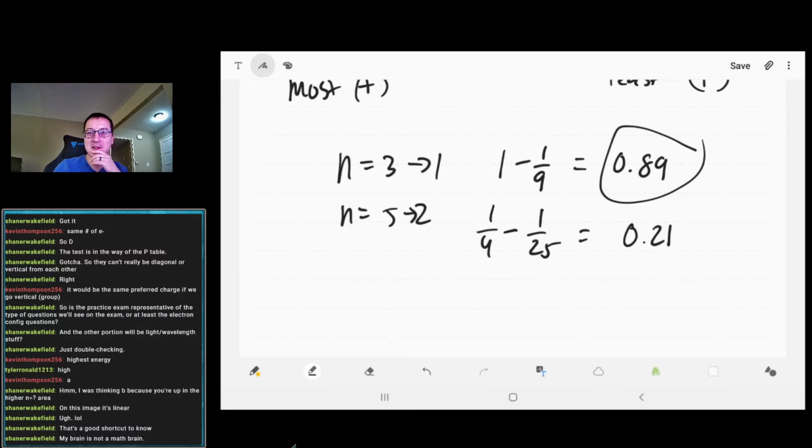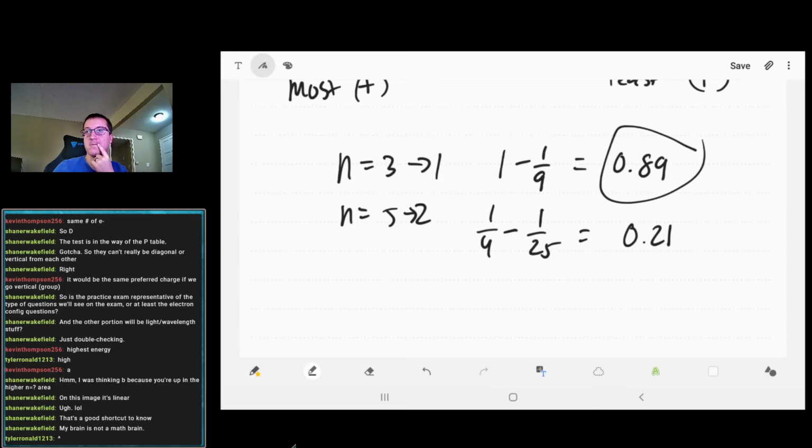Let's see what else we have on this practice exam. Quantum number stuff. Plenty of that on the homework. Well, you all just got to take OChem instead. Let's see what else could be tricky on this.